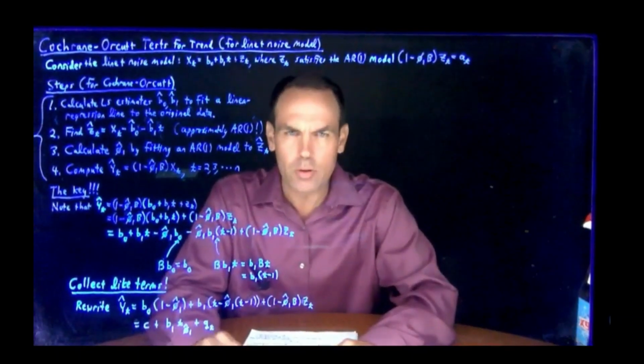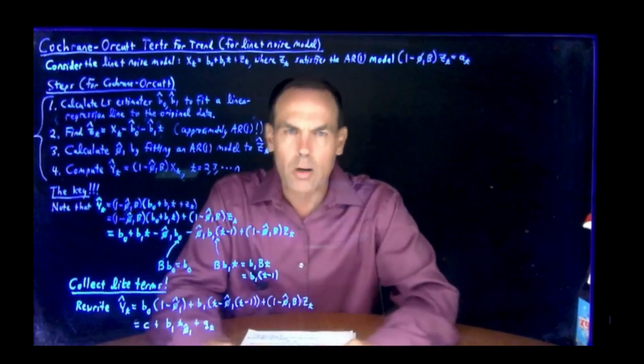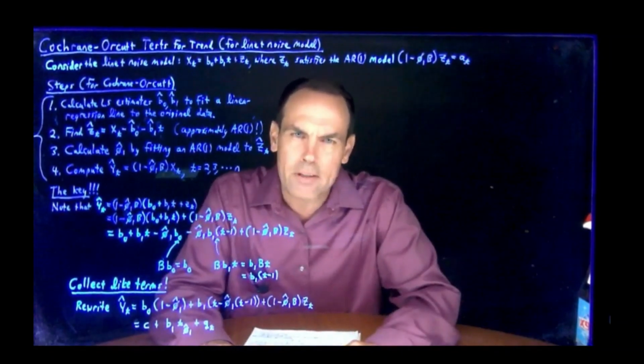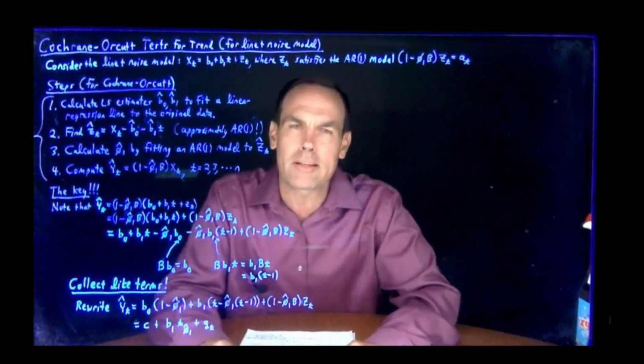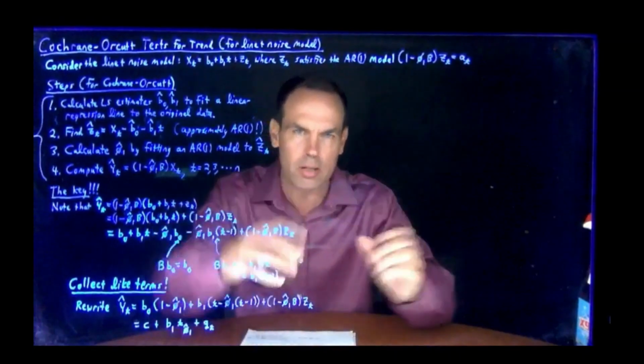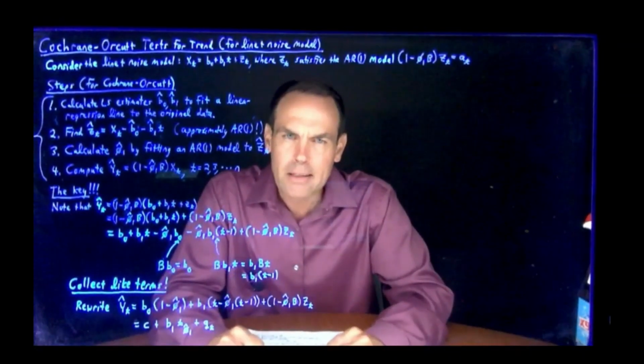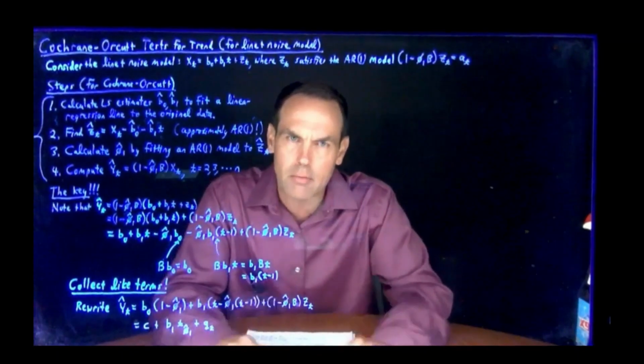Hi, in this video we'll talk about the Cochrane-Orcutt test for trend. Recall the issue that we have. It's a dilemma of when we look at a time series data set that seems to have a linear trend, whether it's increasing or decreasing. The difficulty is asking ourselves, is that really a trend that's going to extend forever?